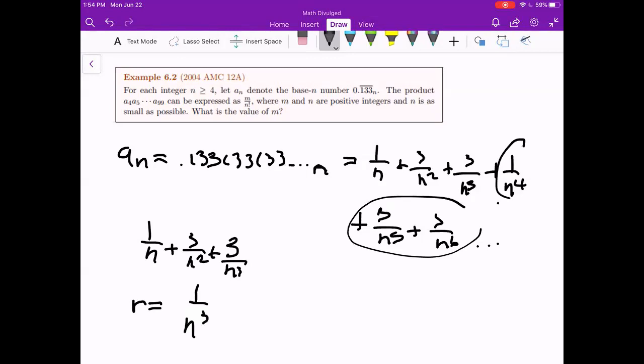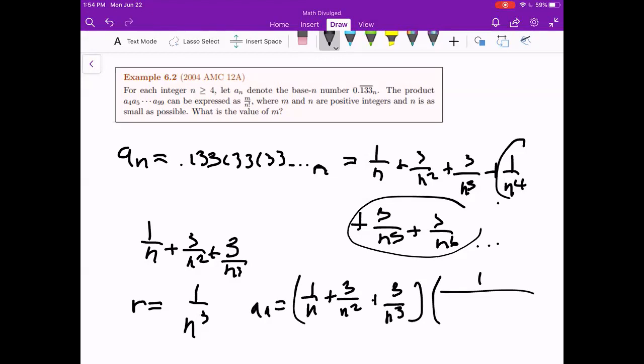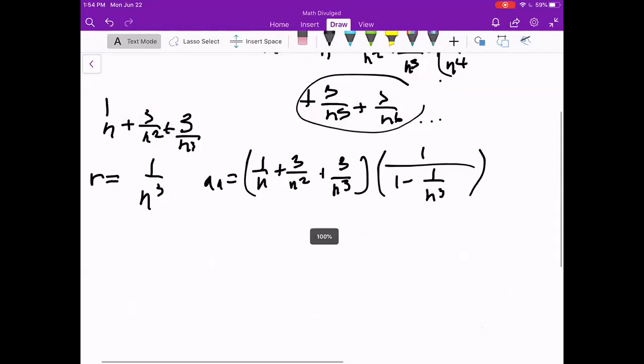So keeping this in mind, we can apply the formula we learned about the sum of a geometric series, I think 3 classes ago. Or rather I should write a_n is equal to the initial term 1 over n plus 3 over n squared plus 3 over n cubed, divided by, here we'll just write as a fraction, 1 minus the common ratio, 1 minus 1 over n cubed. So that's our expression for a_n.